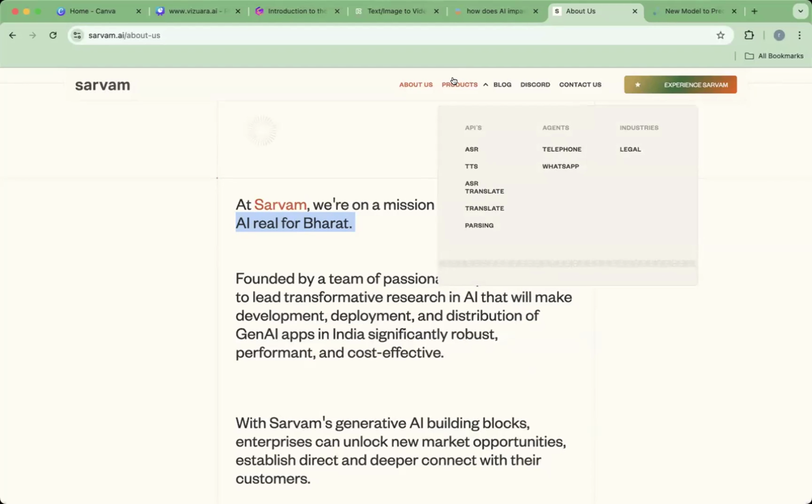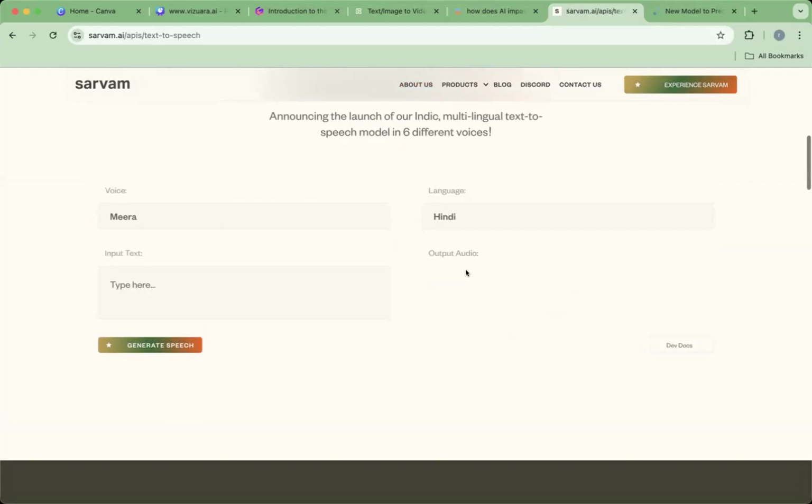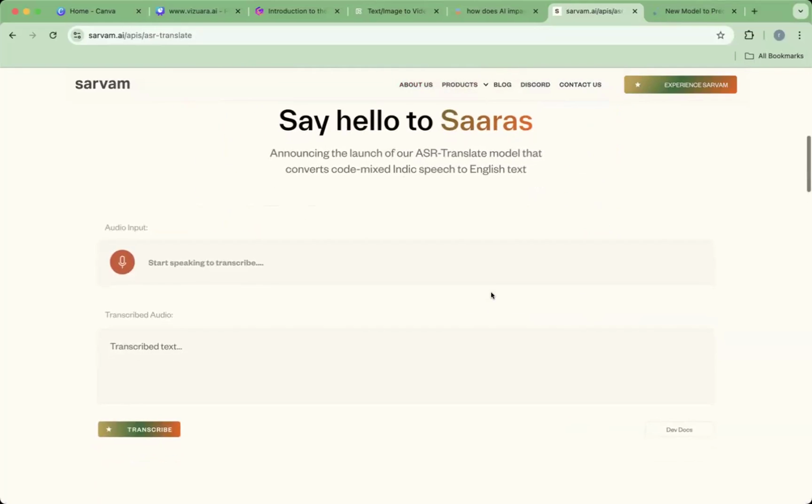They have made some short demos of a lot of different products. So let's say there is this input text and you can generate speech in different voices. Then they have a product where you can translate from one language to the other, which is way better than Google Translate. Because in Google Translate, what happens is that it makes errors a lot of times because it's not trained on conversational language, which we use. But Saras, which is the translate model of Sarvam, is very good. You can speak as if you are speaking with a friend and it will transcribe the audio perfectly.